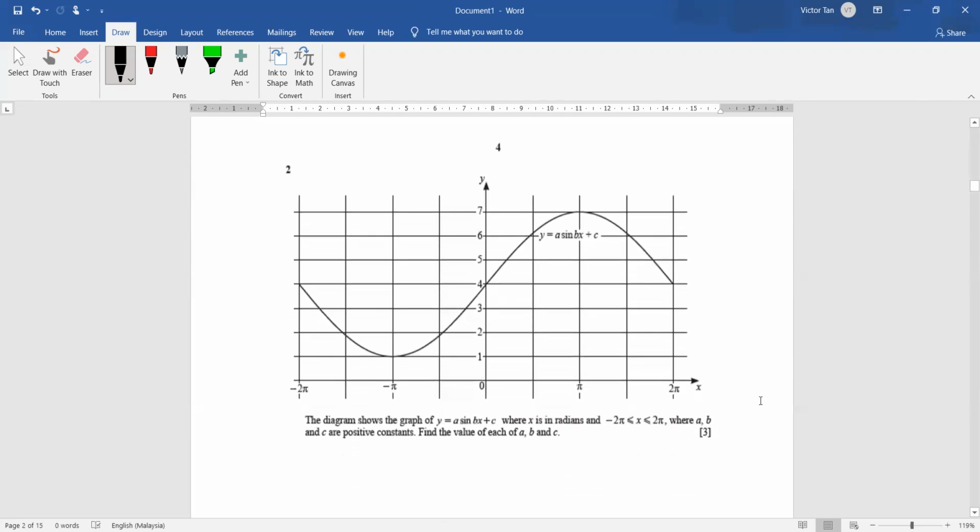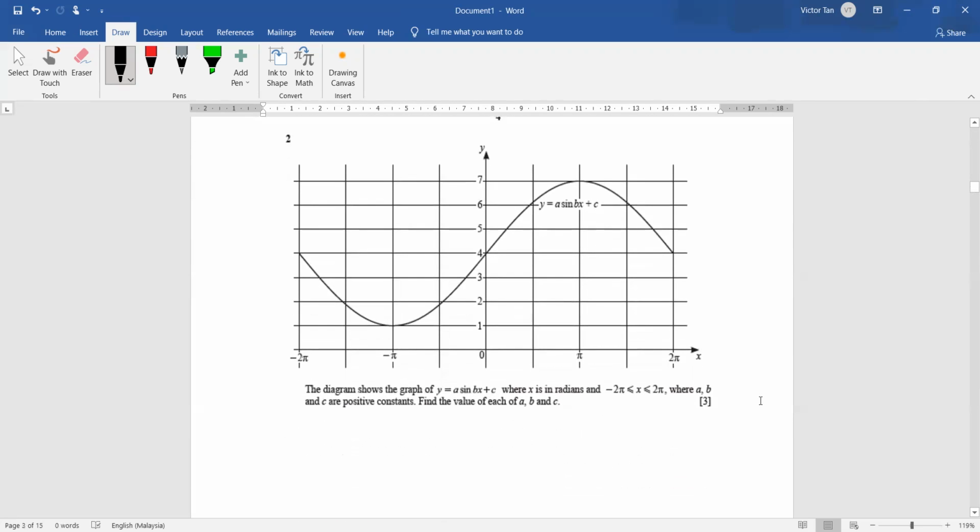Next question. The diagram shows the graph of y equals a sine bx plus c, where x is in radians, between minus 2 pi and pi, where a, b, c are positive quantities. Find the value of each of a, b, and c.